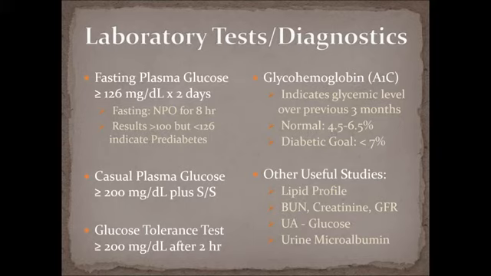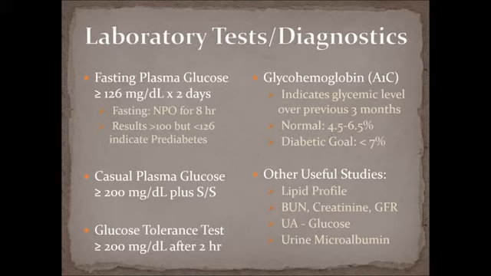Now, for a true fasting glucose, the normal is 70 to 100. So that leaves that area of 100 to 125. Results in that range are considered pre-diabetes. Again, they don't meet the diagnostic criteria completely, but the patient is definitely showing signs of some glucose impairment.